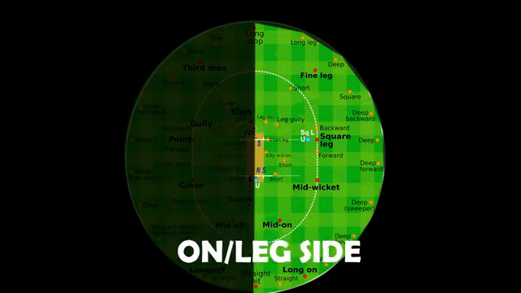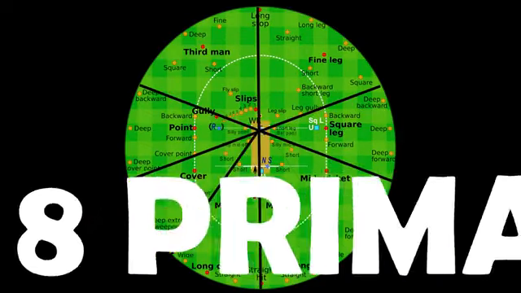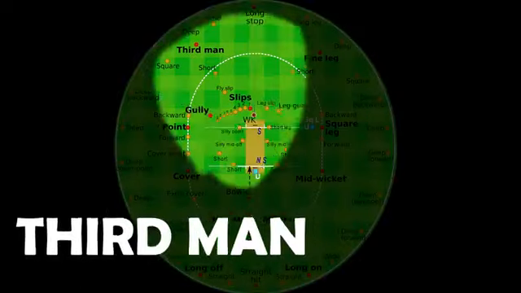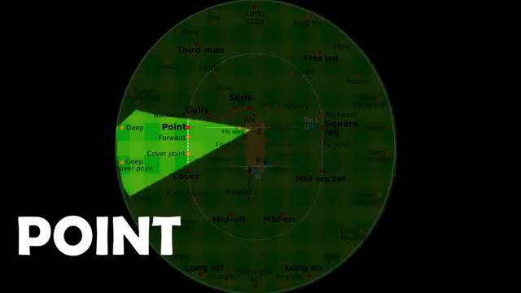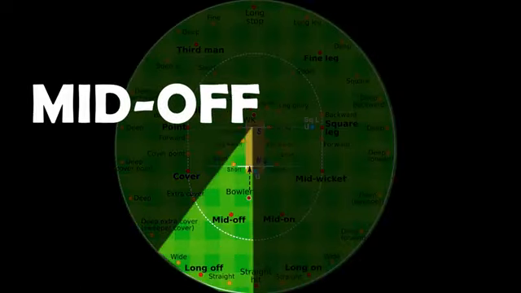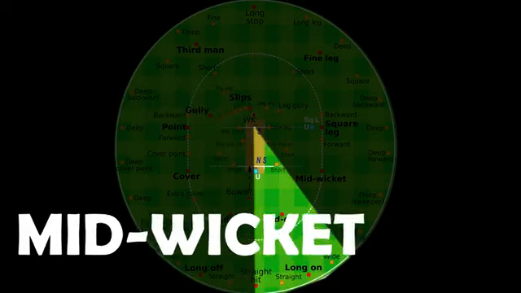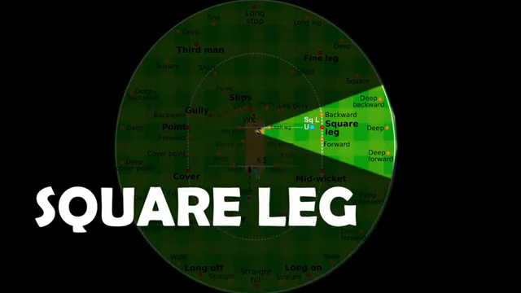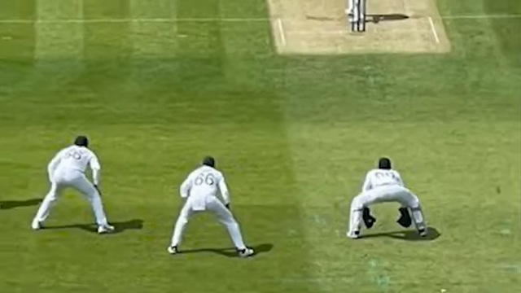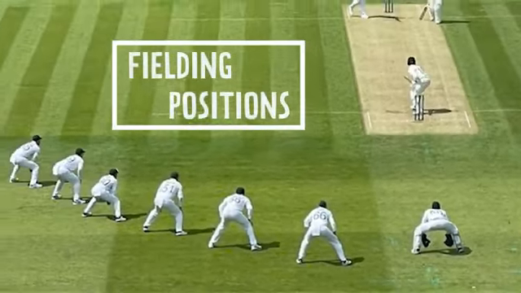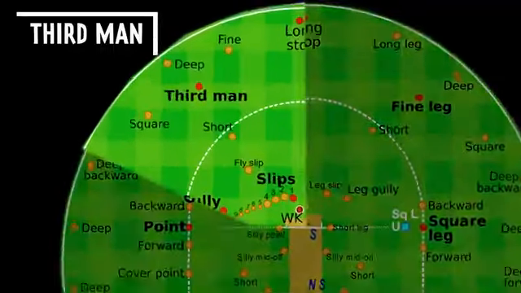Majorly, there are 8 divisions of a cricket field: third man region, point, cover, mid-off, mid-on, mid-wicket, square leg, and fine leg. Now we'll look at every fielding position and their variations starting from the third man region.